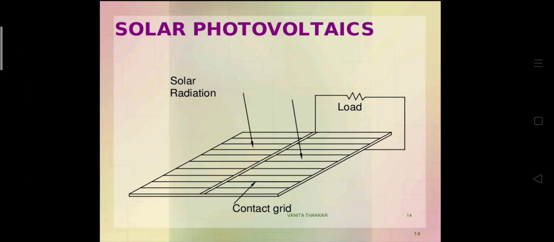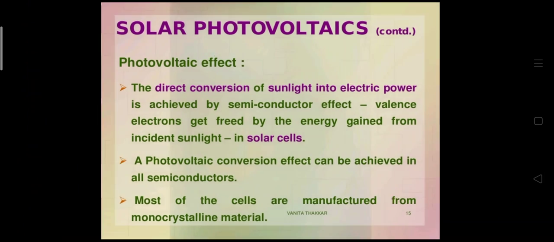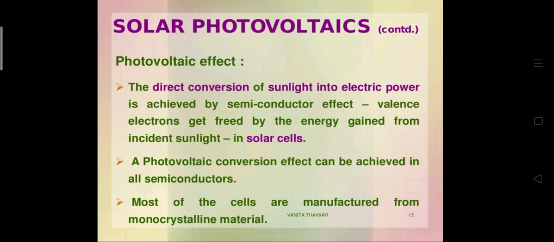And the first one is solar photovoltaics. What are photovoltaics? Photovoltaics means using the photovoltaic effect. In this photovoltaic effect, the direct conversion of sunlight into electric power is achieved by the semiconductor effect. Valence electrons get freed by the energy gained from the incident sunlight on the solar cell.